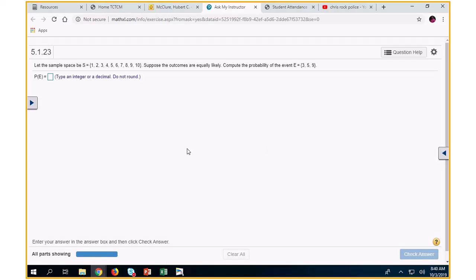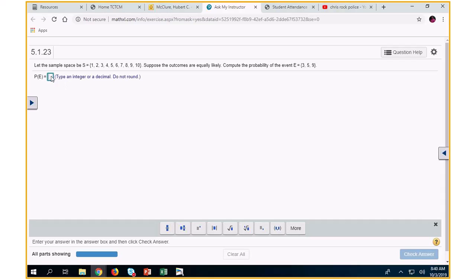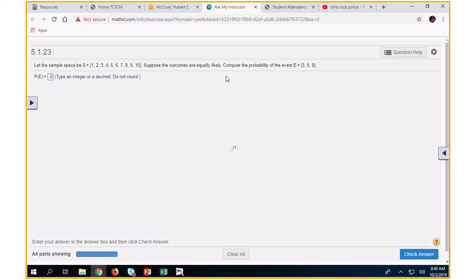5.1, number 9. Let the sample space be... suppose the outcomes are equal, to compute the probability of an event, 3, 5, and 9. Well, how many are in the group? That's the first thing you need to know. There's 10 in the group, right? How many do you want to come out? 3. So what's 3 out of 10? 0.3. So it should be 0.3.